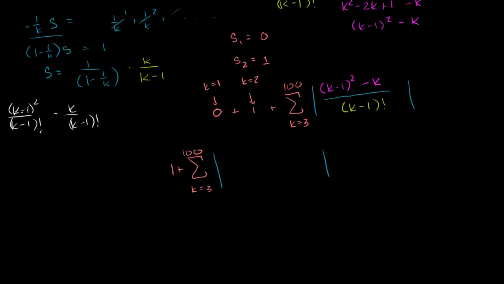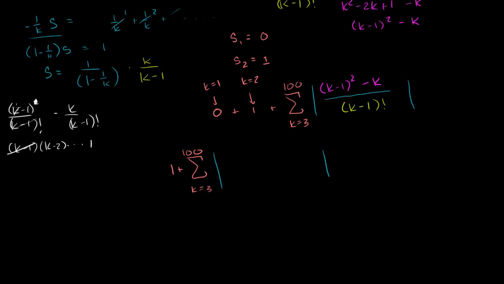But what's interesting about this term, remember, k minus 1 factorial is k minus 1 times k minus 2 all the way down to 1. That's what this term is right over here. So we have a k minus 1 squared up here, and we have a k minus 1 in the denominator. This will cancel out with one of the k minus 1s out here.